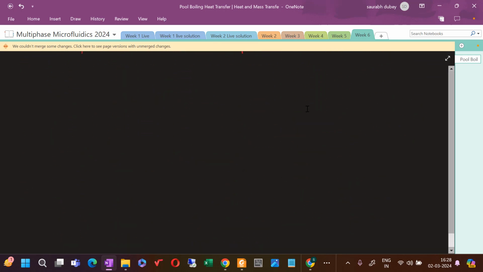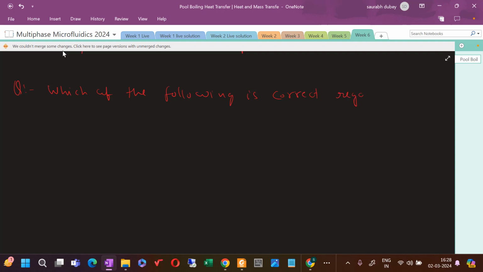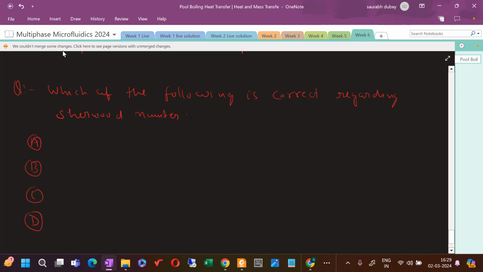Okay. Which of the following is correct? Now the next question is: which of the following is correct regarding Sherwood number? That is A, B, C, D. So you need to pick the correct ones from the four options. I will be putting down the options. These options are in the form of expressions, so it will be clear to you why that comes into the picture.